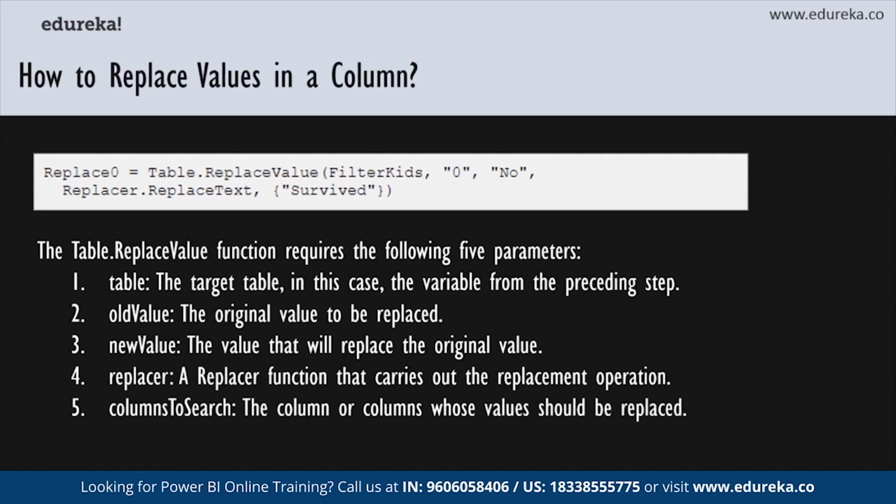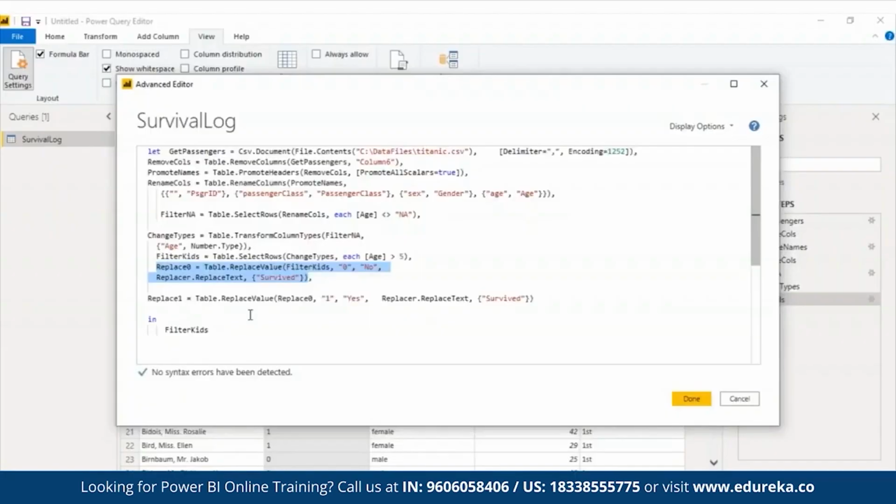Now, most of the parameters should be self-explanatory except perhaps the replacer parameter. For this, you can choose from the several functions that work in conjunction with the replace value function to update the values. In this case, the replace text function is used because text values are being replaced. So first, what we're going to do is replace the 0 values with no. And after you replace the 0 values, you can replace the 1 values with yes using the same construction.